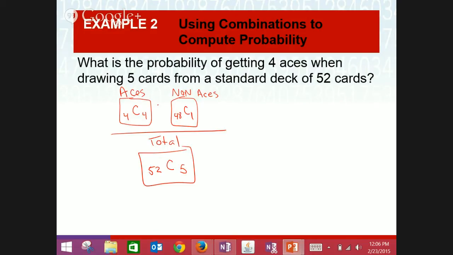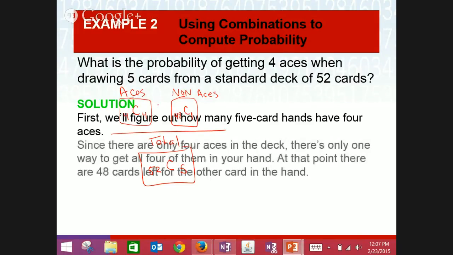So this setup gives you a layout. How many ways can I get 4 aces from 4? How many ways can I get 1 non-ace? Divided by how many different total ways there are to pick 5 cards from 52? That's going to give you the probability. The top number tells you how many ways the event can happen. The bottom number tells you how many total ways are possible. So if you want to know the probability of the event, take the number of ways the event can happen divided by the total number of ways the problem can happen. So you guys remember doing that?